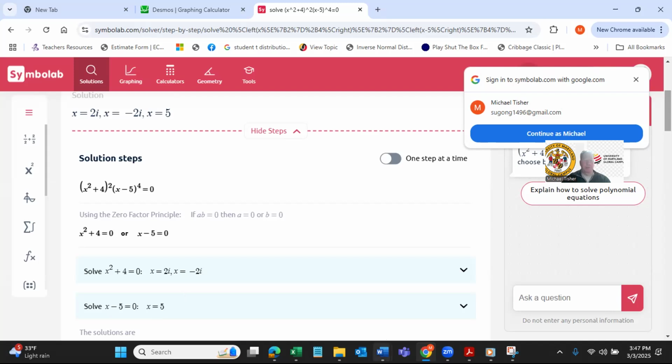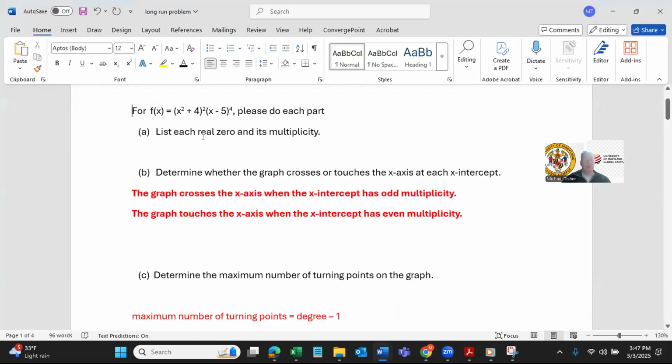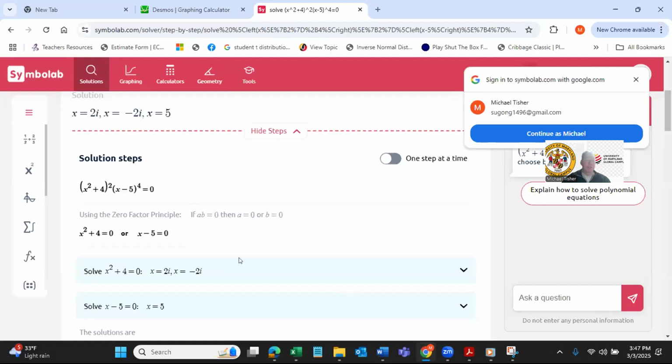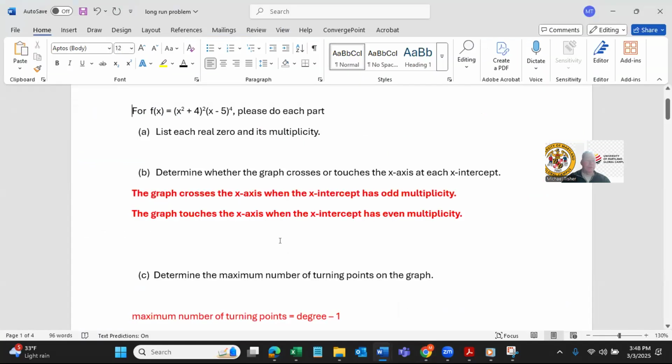Now, according to the problem, we just want the real zeros. So 2i and −2i are imaginary zeros, so we don't want those. All we need is the real zero. So let's disregard the 2i and −2i and concentrate on the real zero of 5. So there's only one real zero, which is 5. So that's the answer to the a part.